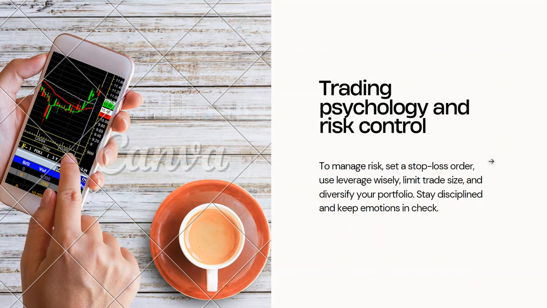Trading psychology and risk control to manage risk. What did I say? Most important part, set a stop loss order, right? Use the leverage that you're going to get from your broker wisely, right? Limit your trade size, right? Have a set boundary of what you're willing to risk every single trade. So that way you can take your lessons, as we call the losses, and continue trading for another day, right? Staying disciplined to your risk management plan is super key, right?